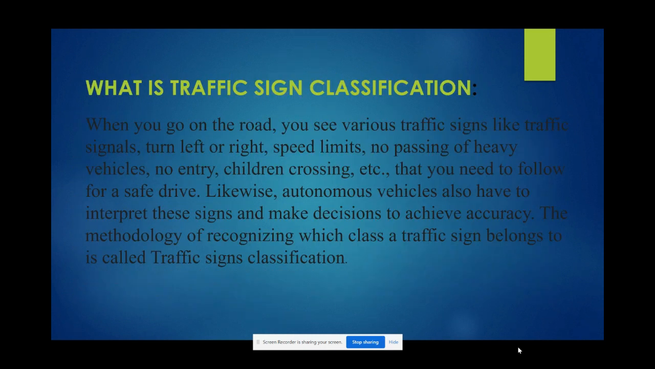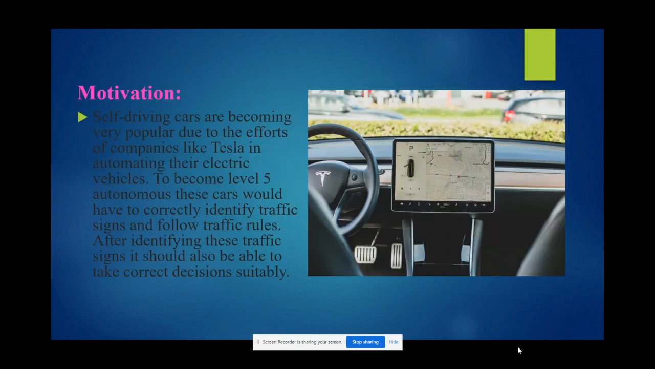Now let's see what traffic sign classification is. When you go on the road, you see various traffic signs like traffic signals, turn left or turn right, speed limits, no passing of heavy vehicles, no entry, children crossing, etc. that you need to follow for a safe drive. Likewise, autonomous vehicles also have to interpret these signs and make decisions to achieve accuracy. This methodology of recognizing which class a traffic sign belongs to is called traffic sign classification.